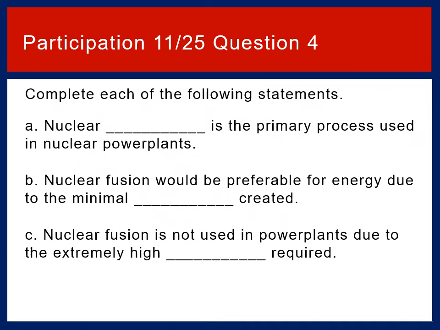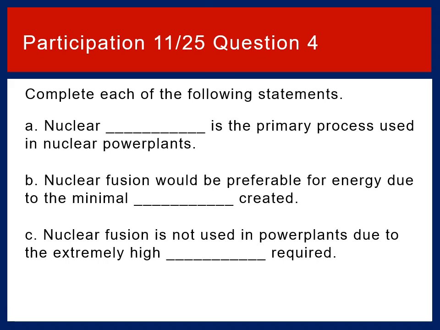Participation 1125, question 4. Complete each of the following statements. A, nuclear blank is the primary process used in nuclear power plants. B, nuclear fusion would be preferable for energy due to the minimal blank created. And C, nuclear fusion is not used in power plants due to the extremely high blank required. This is the fourth question on participation 1125, due Tuesday, November 25th at 11:59 p.m. over on Blackboard. Link to the assignment is right below the links to these videos.